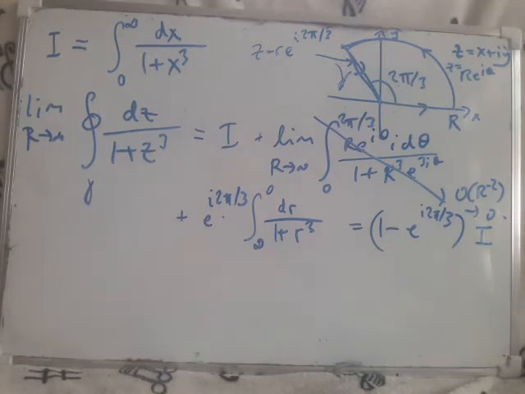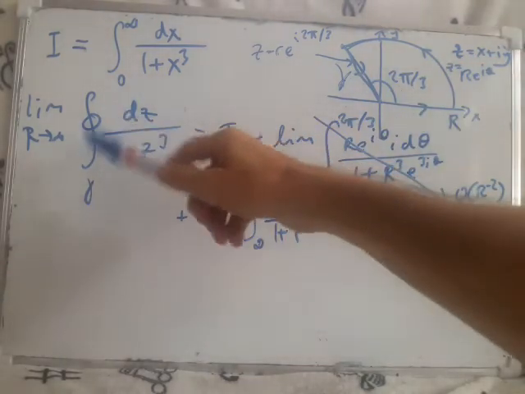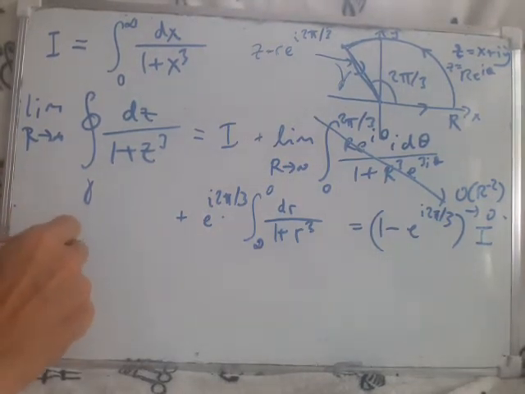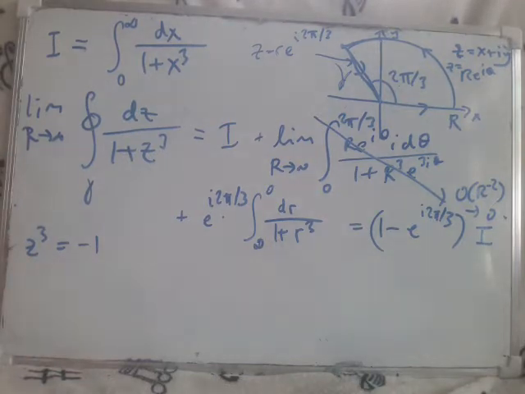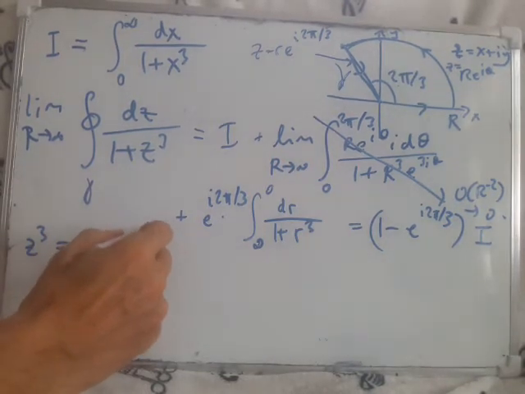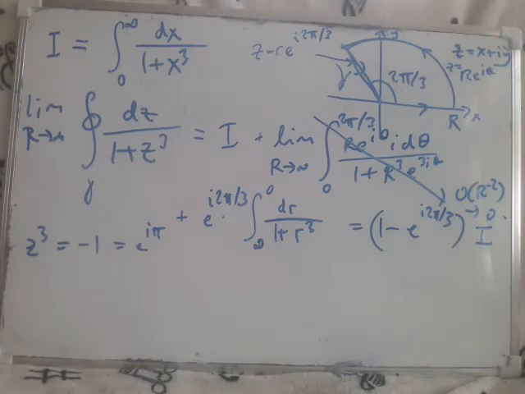Now, this is going to be equal to the residues of the poles inside. So I need to find out where the poles of this are. z cubed equals minus 1. Okay, so if I take the cube root of that, there's sort of a shortcut.